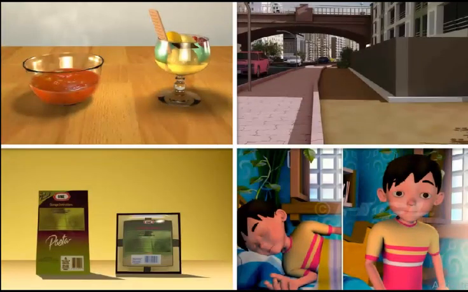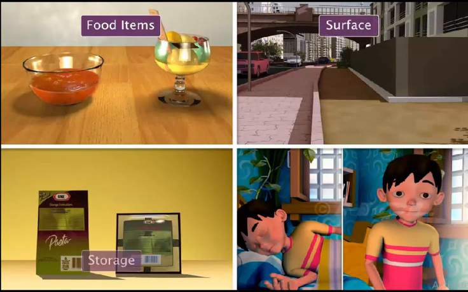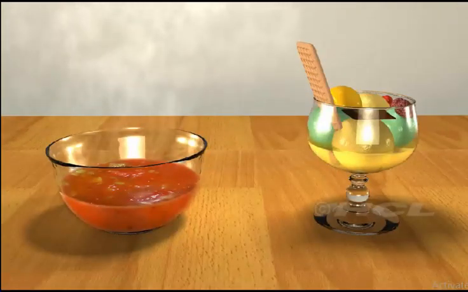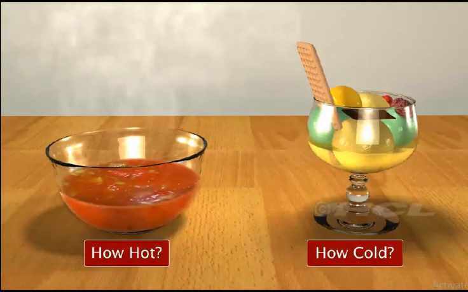Like weather, temperature also applies to food items, surface, storage and our body. You know that soup is hot and ice cream is cold. The measure of how hot or how cold food items are is their temperature.